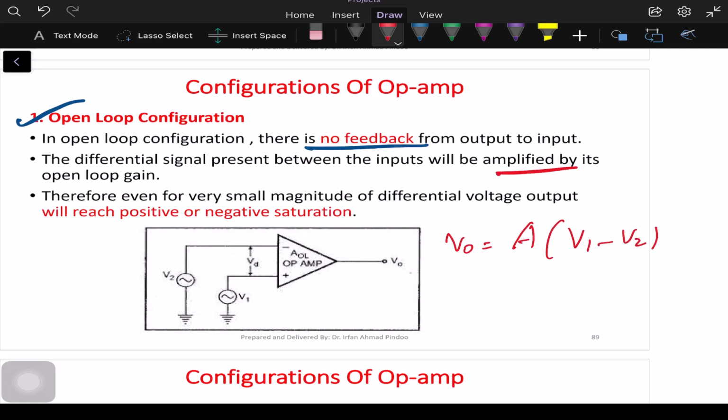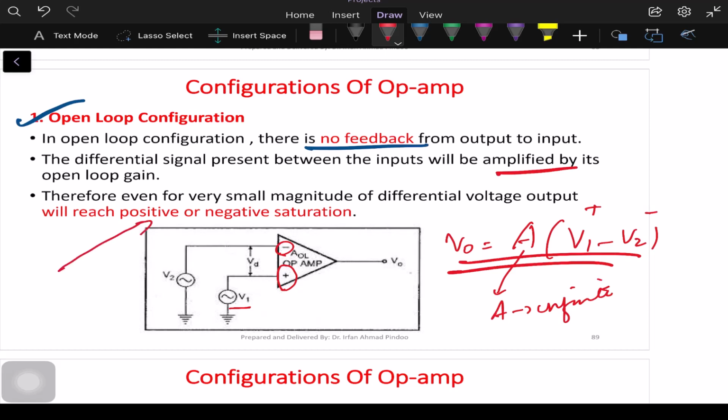Why are we writing V1 minus V2? Because the convention is that first you write the voltage given at the non-inverting terminal, which is V1, and then the one connected to the inverting terminal, which is V2. So this is the formula. Because ideally the value of A is infinite, or very very high, the V out value will also be around infinity. So it will reach the positive or negative saturation very quickly, depending on the supply we are connecting, plus VCC and minus VCC.